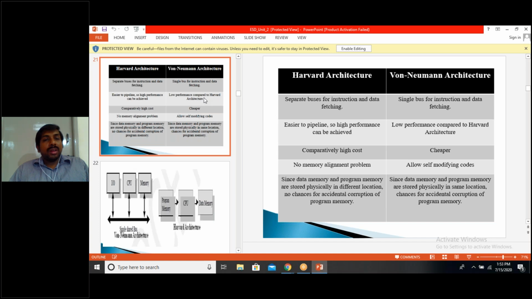Whereas Von Neumann architecture has low performance compared to Harvard architecture. Harvard architecture is comparatively high cost. Von Neumann architecture is cheaper. There is no memory alignment problem in Harvard architecture because both memories are separate and separate data buses are provided. But because we are using a shared bus in von Neumann, memory alignment may occur and some of the data may be corrupted, or it can accidentally lead to corruption. Whereas there is no corruption, data is secure in Harvard architecture.